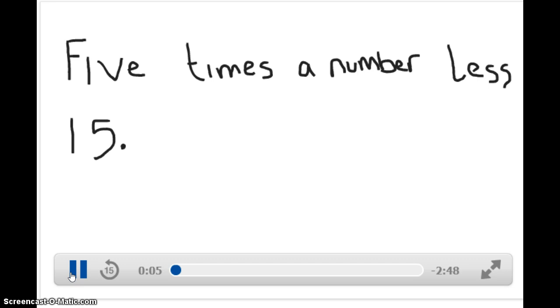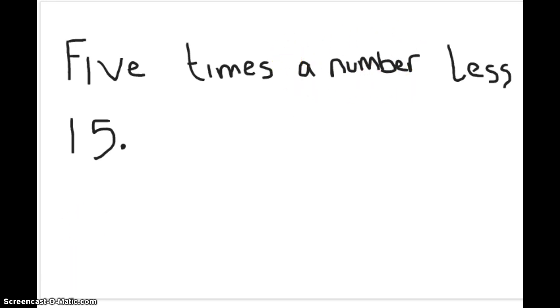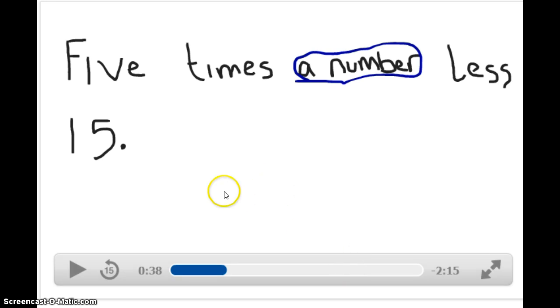We need to identify the variable. So, as I read it, 5 times a number less 15. What represents something that is unknown? It's the number. So, a number is going to be circled. I can see a number right here, and this is where I'm going to circle it. Okay, so now I have the number circled. I'm going to give it a letter, and N sounds like a good letter for a number.